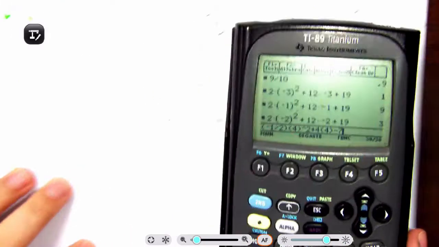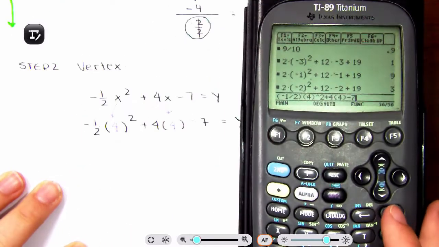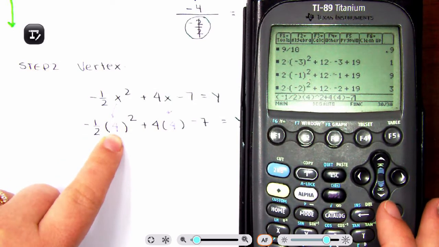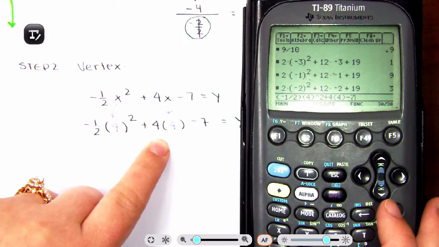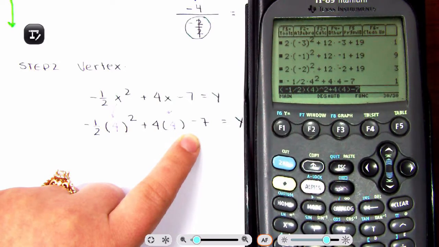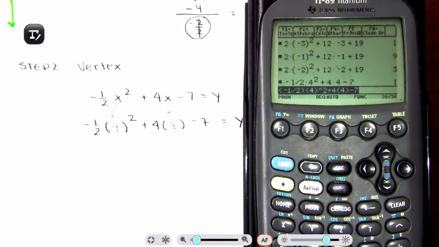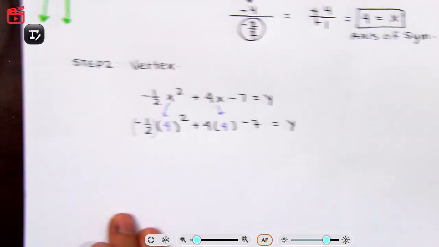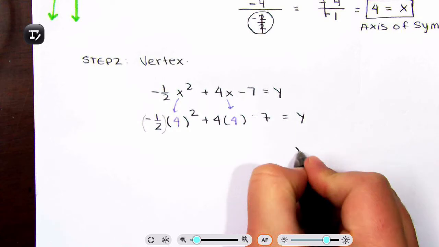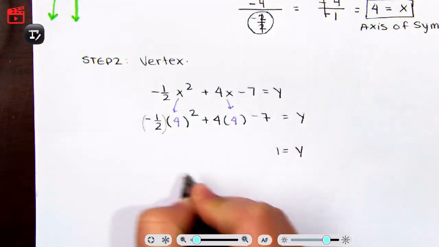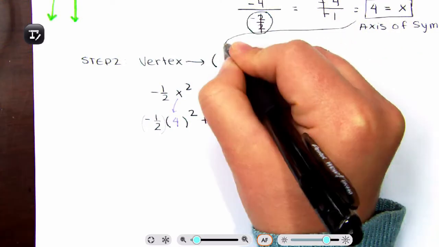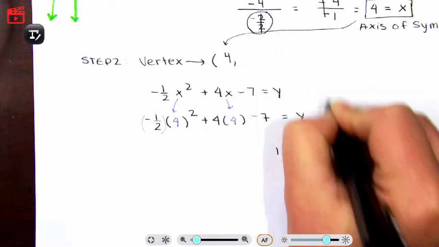So let's make sure I have this correct. Negative 1/2 times 4 squared plus 4 times 4 minus 7. And again, let's make sure that's good. It is good. And our output is 1 again. How did that happen? Just a coincidence. It's not always going to be 1. So y is 1. So what does that mean? That means our vertex point is at x is 4 and y is 1.